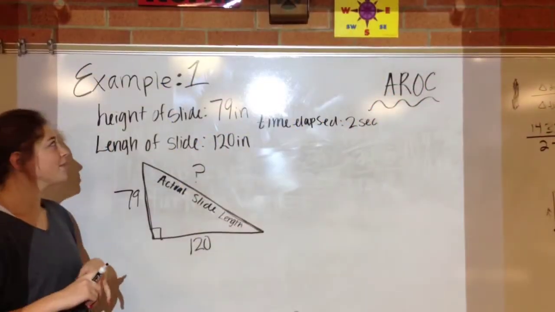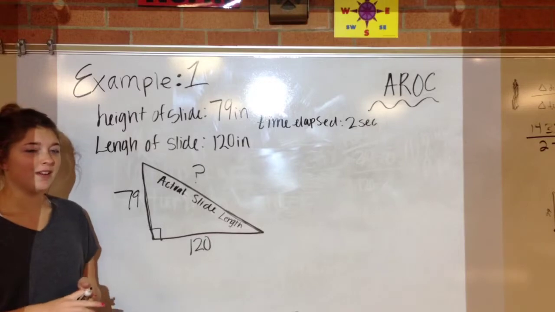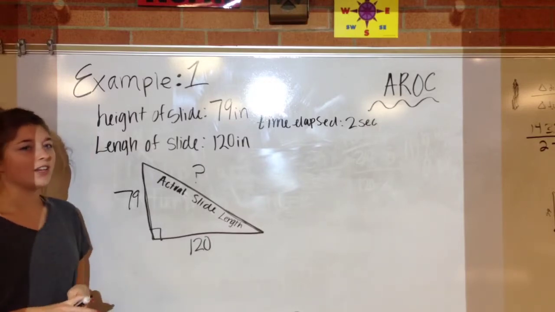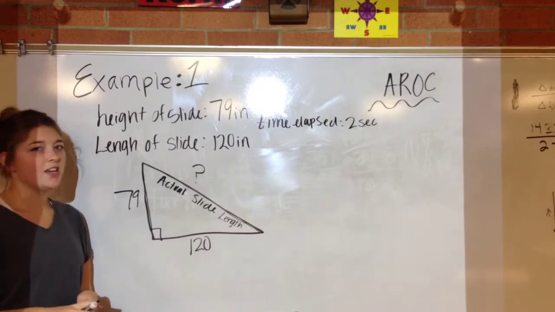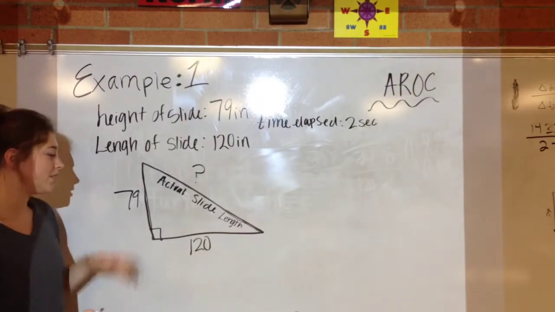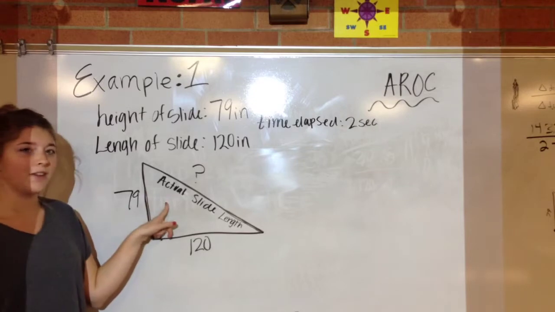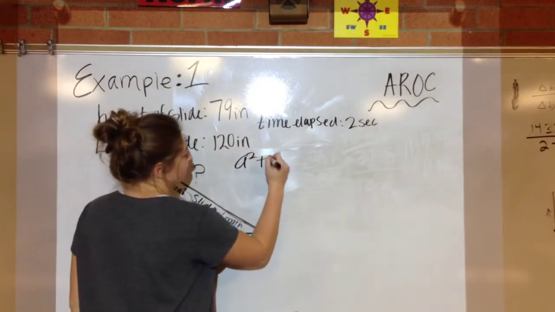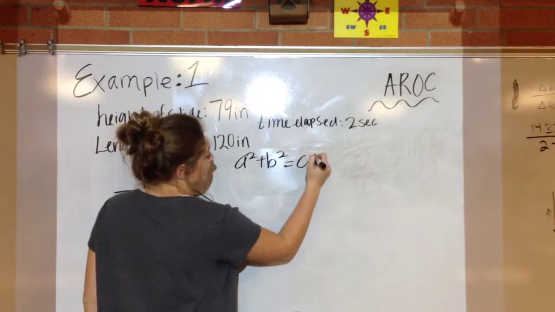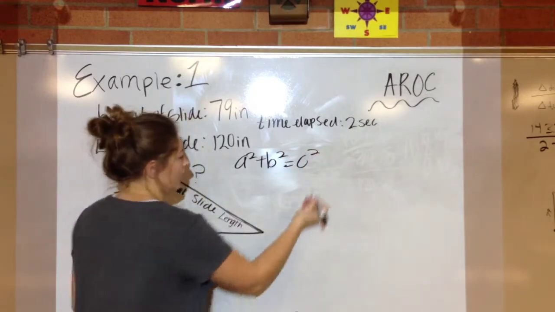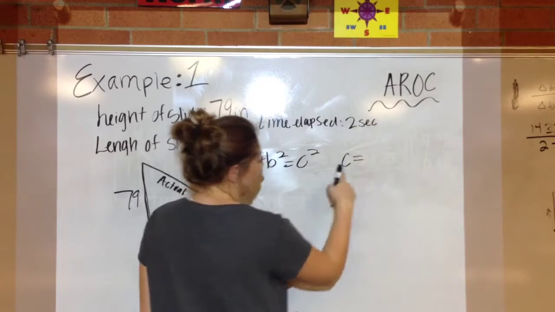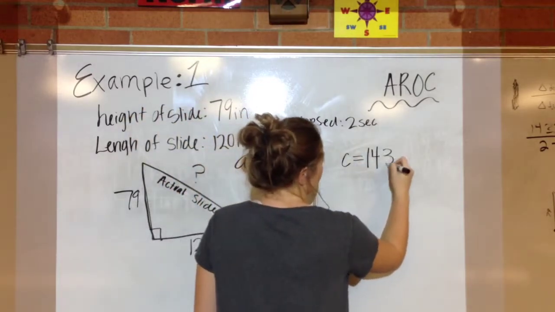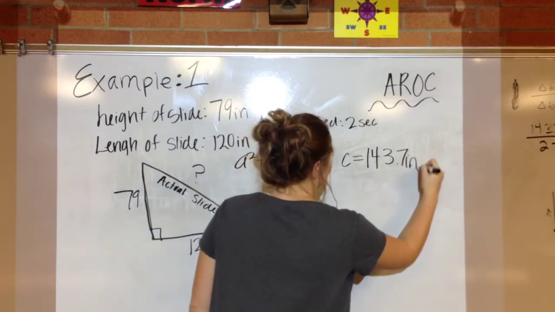Okay, so our first example is using average rate of change. We measured the height of the slide, which is 79 inches, and the length of the slide, which is 120 inches, as shown. But we needed to find the actual slide length, so we used the Pythagorean theorem. A squared plus b squared equals c squared, and we got the actual slide length equals 143.7 inches.